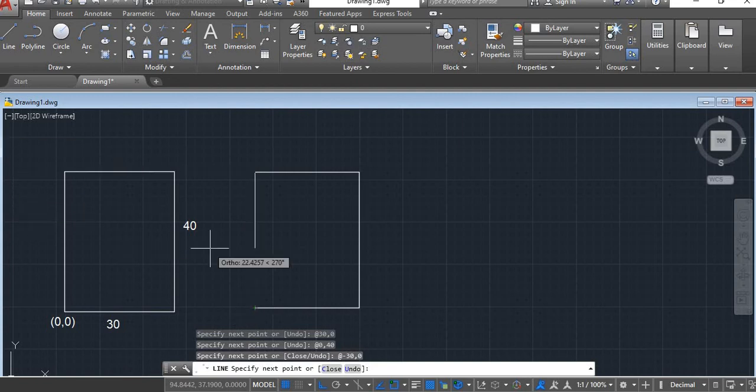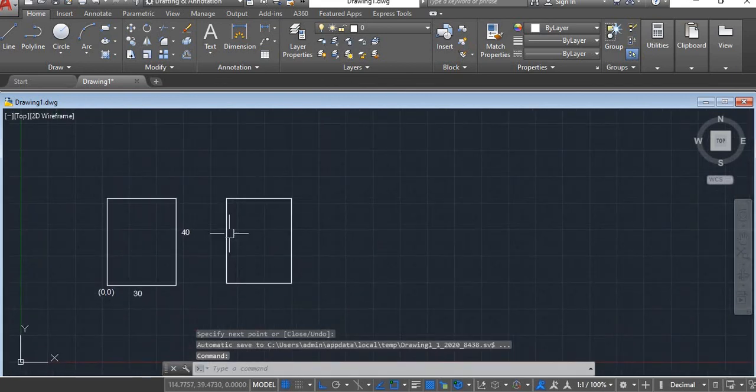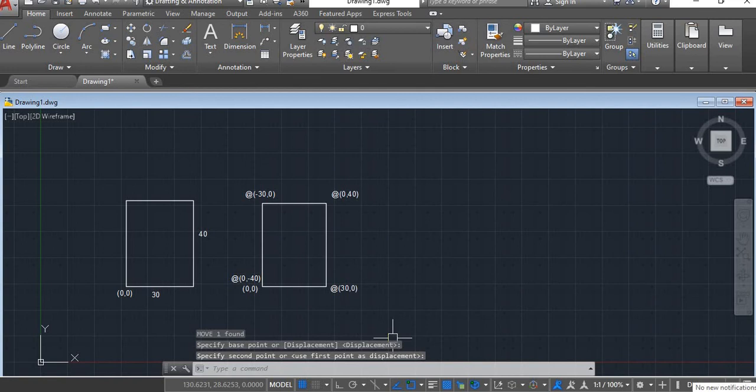And for the downward direction, we take the negative sign, so that is shift 2, 0, minus 40. This is the relative rectangular coordinate system.